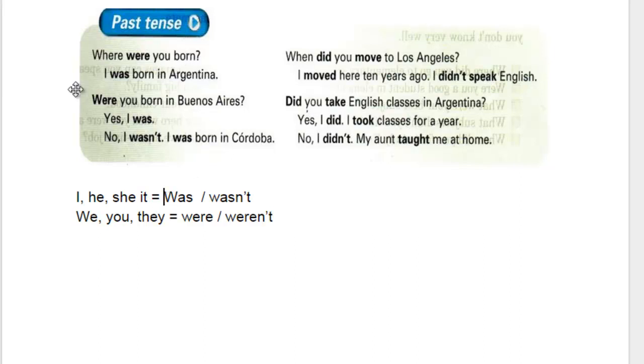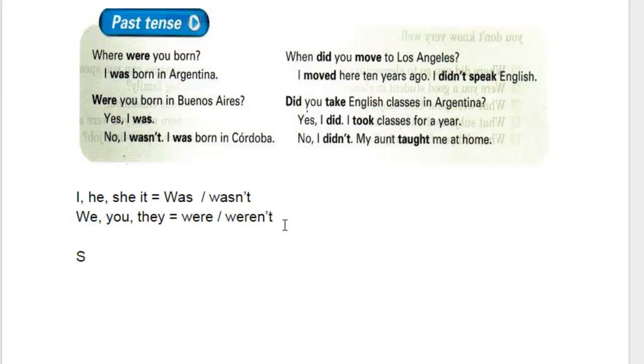So if we look at our example here at the top, I was born in Argentina. If I use another pronoun, let's say the pronoun he, then I will say he was born in Argentina. If I were to use the pronoun she, then I would say she was born in Argentina. And obviously the same thing whenever we make a positive or negative sentence with the other pronouns. So if I were to talk about we, then we will say something like we were born in Argentina. You were born in Argentina. They were born in Argentina.